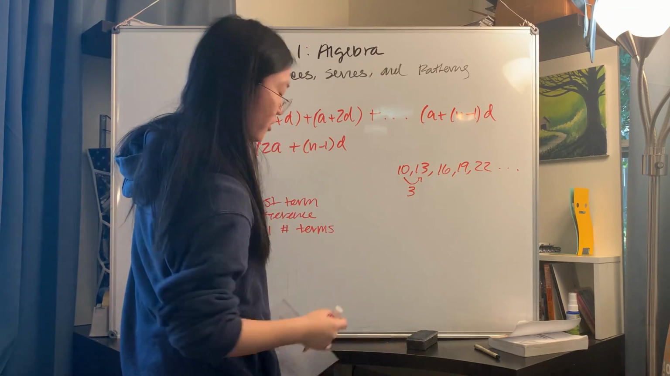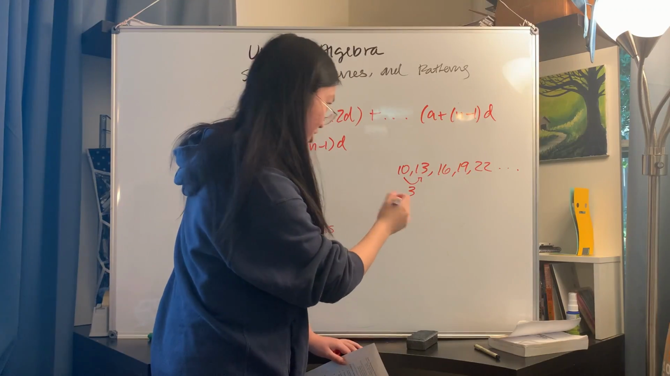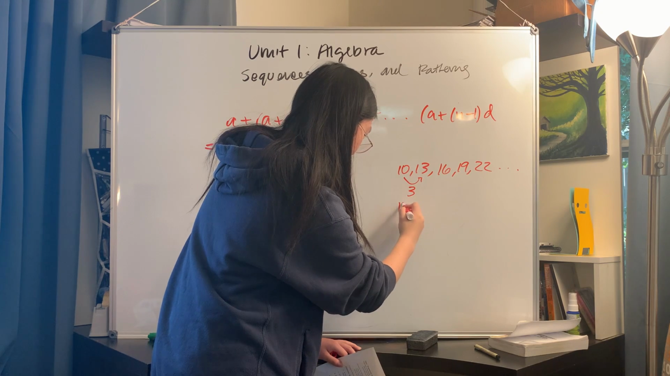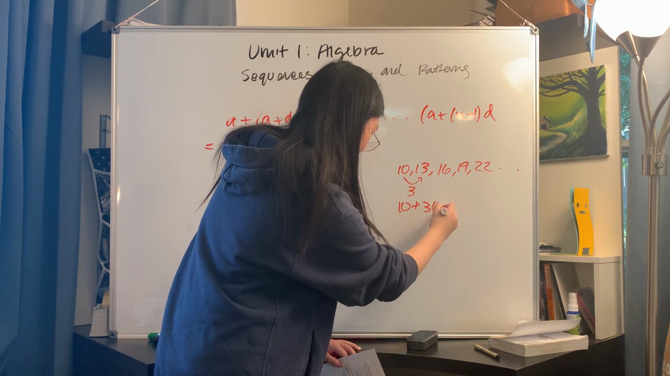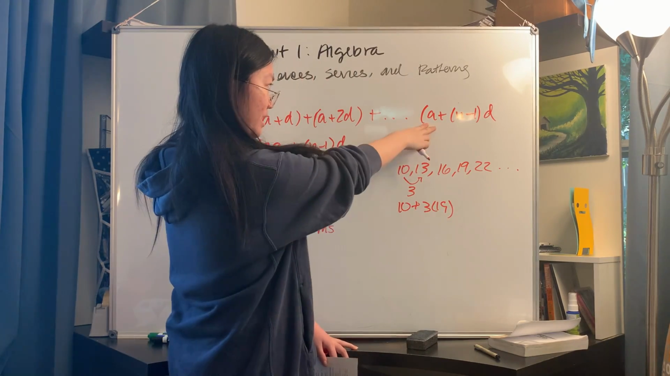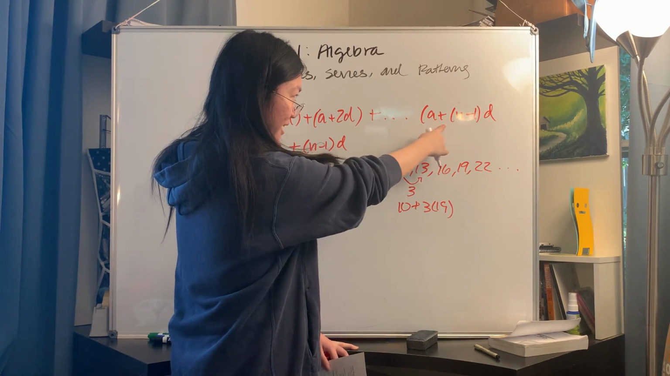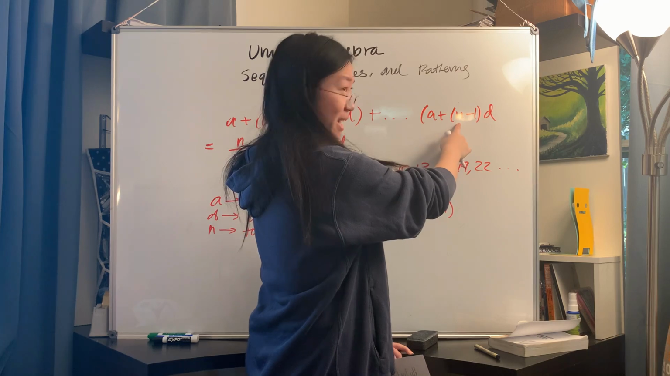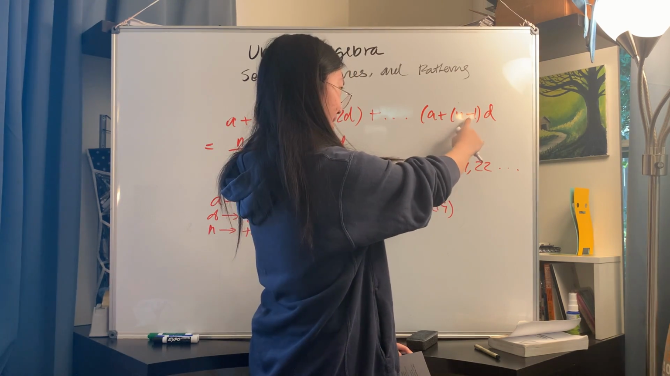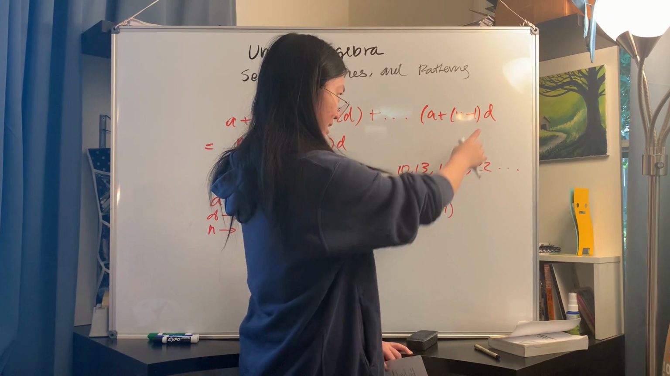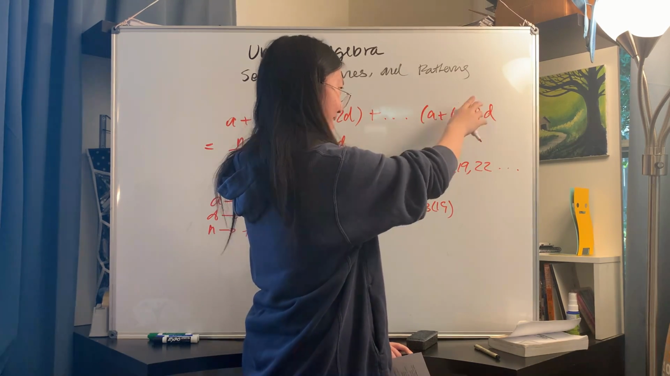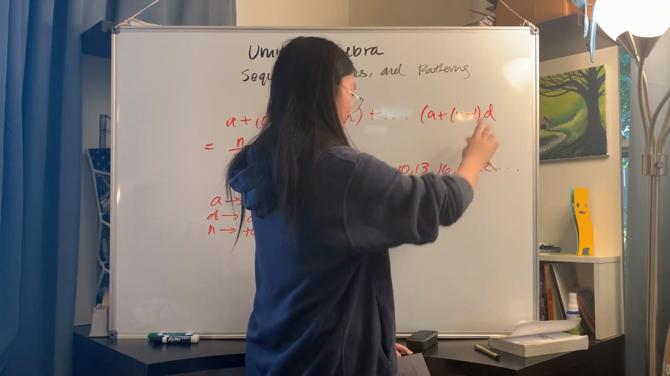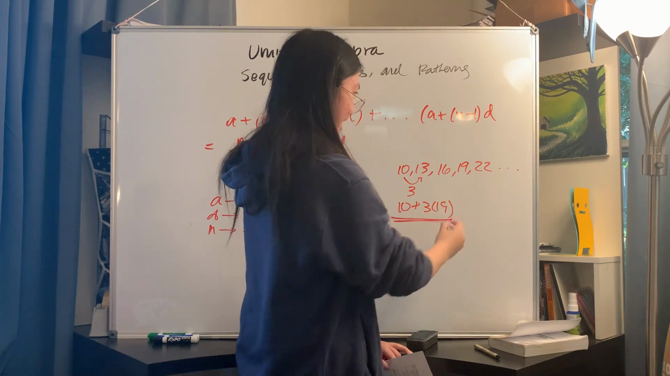And you notice for our last term, our 20th term in our problem, we have 10 plus 3 times 19. And so this is what this represents, a plus n minus 1 d. Well, n is the total number of terms, 20. 20 minus 1 is 19. So 10 plus 19 times 3. Exactly what this states here.